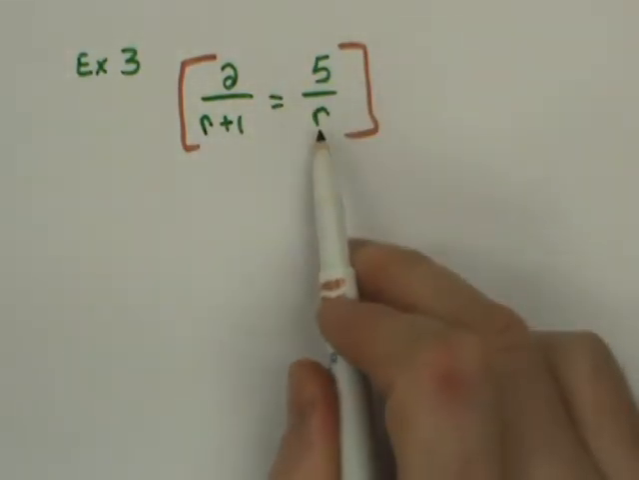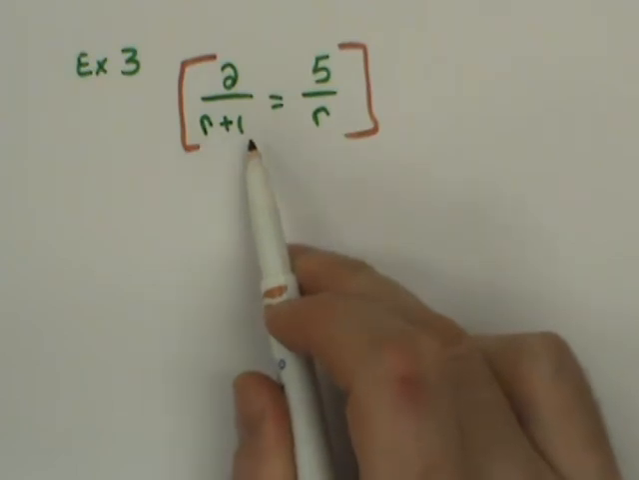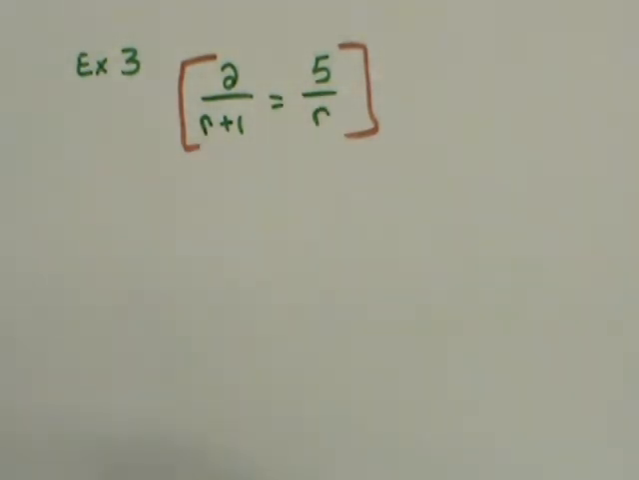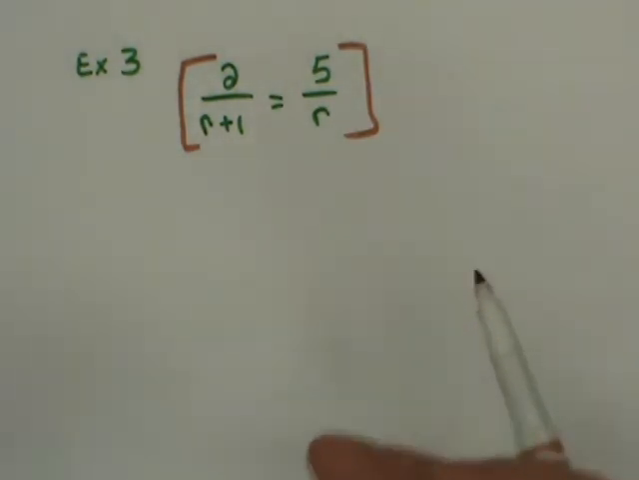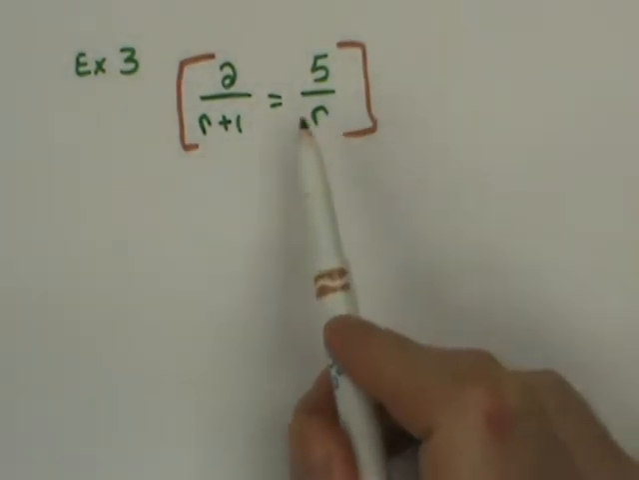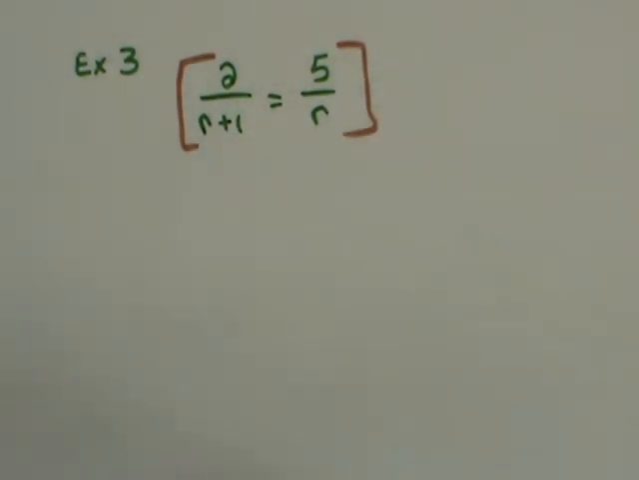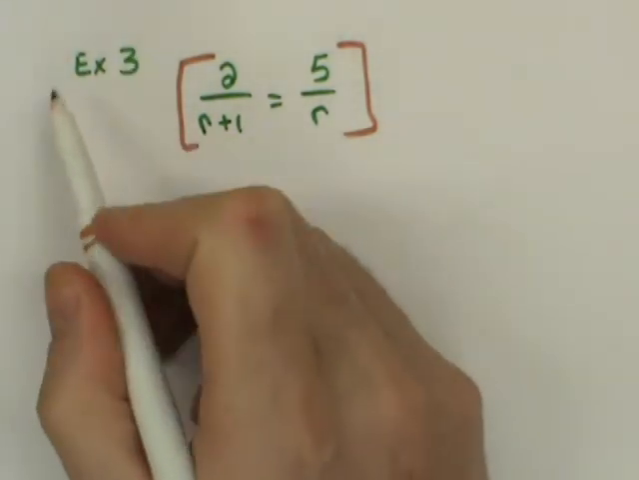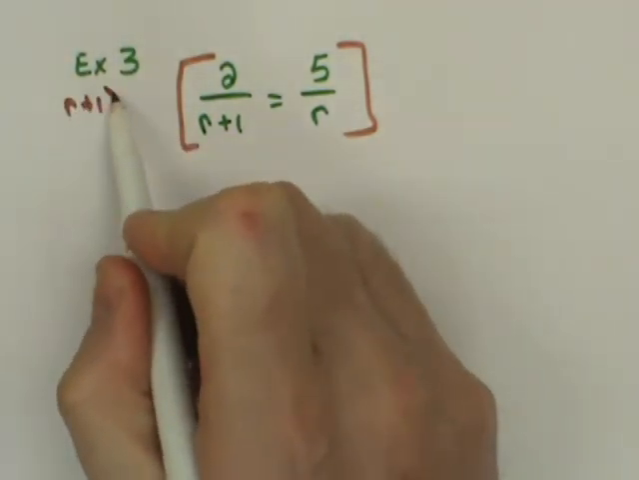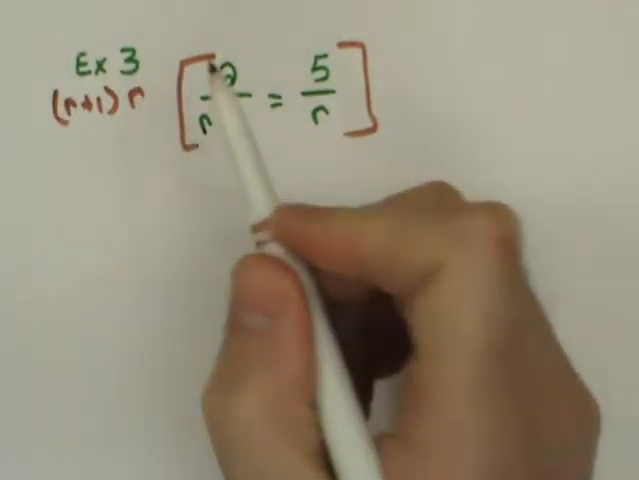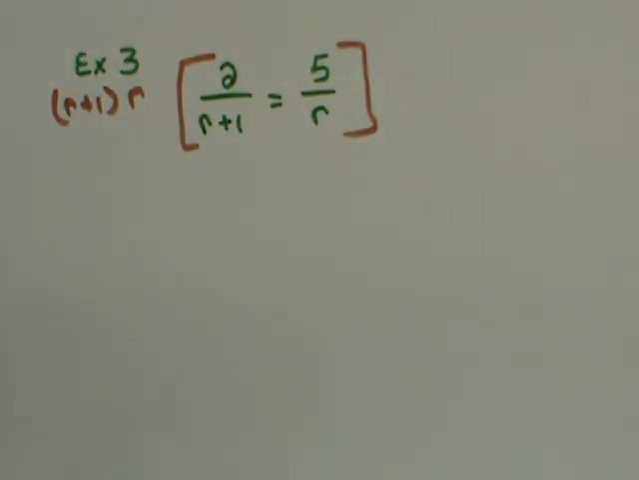If I said that this was 4, well then 4 plus 1 would be 5. You wouldn't multiply by 5 and say that's the common denominator. You'd multiply by 20, which is the same as 4 times 5. So the same thing has to happen here. You're going to have to multiply by both r plus 1 and r. Kind of a different idea.